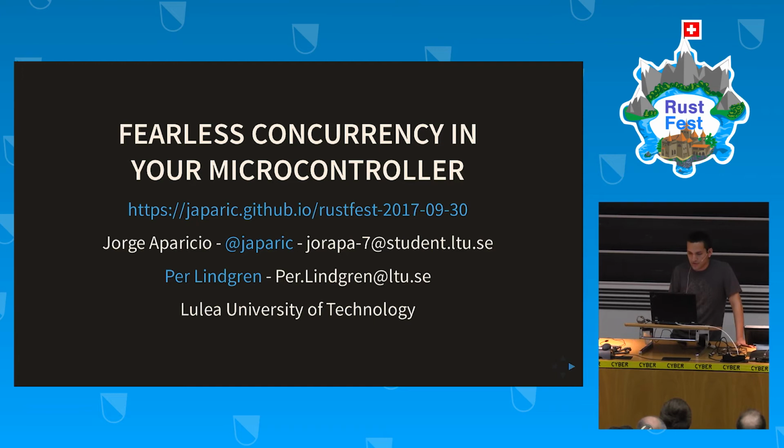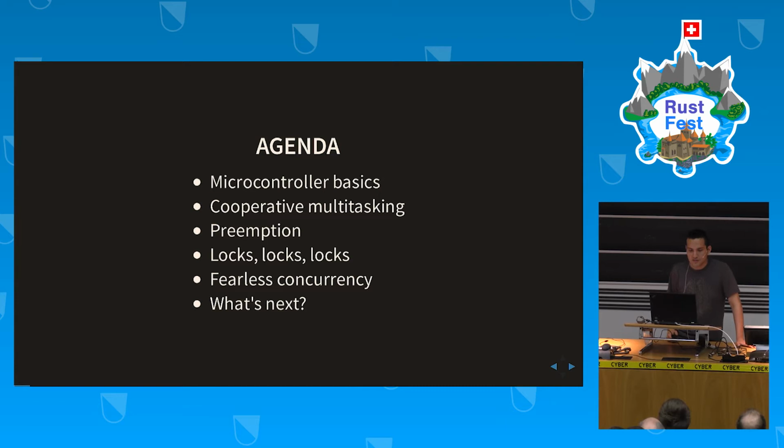So the agenda for this talk is to go through microcontroller basics and then cover cooperative multitasking, and then go into preemption as an alternative for doing multitasking. And we'll talk about the problems that arise from using preemption as a multitasking mechanism. And then we'll talk about locks as a way to solve those problems. Then I'll present a fearless concurrency framework we have been developing. And I'll conclude with some future work in this space.